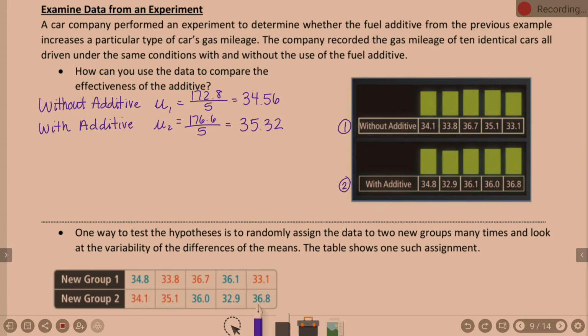So, let's start with the idea, if the additive is not doing its job. In other words, let's think about a null hypothesis. Remember, the null hypothesis is just by chance. No outside effect, just by chance.